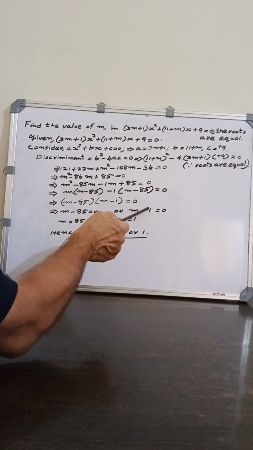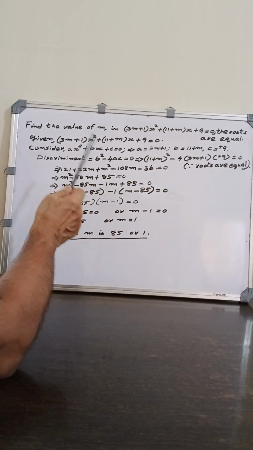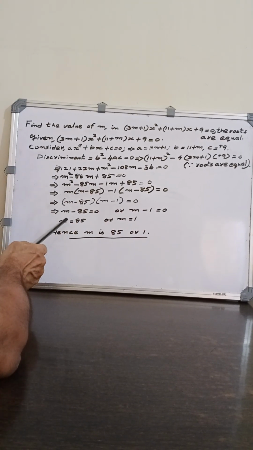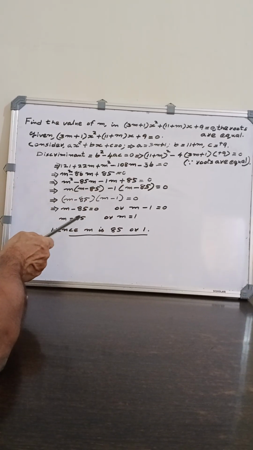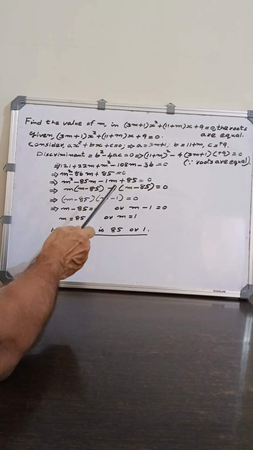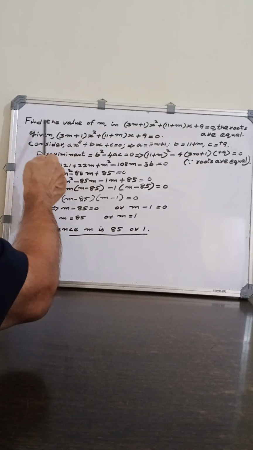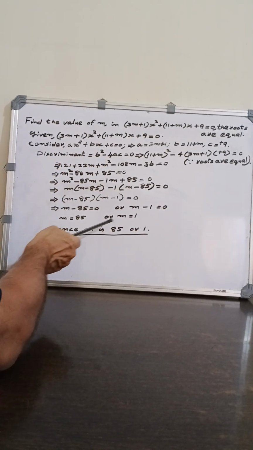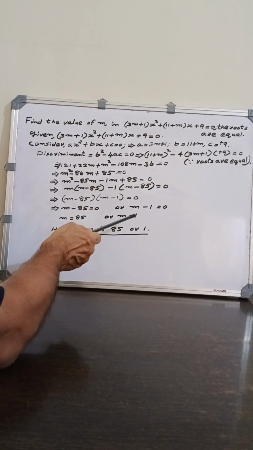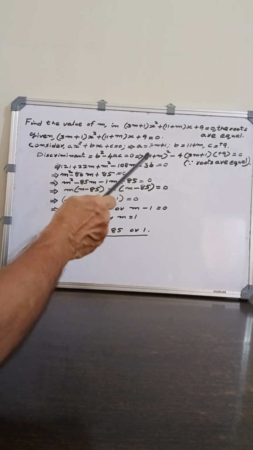Or m − 1 = 0, m = 1. From here, we find that m has two values, 85 and 1. In the given question, they are asking for the value of m. Therefore, m is 85 or m equals 1.